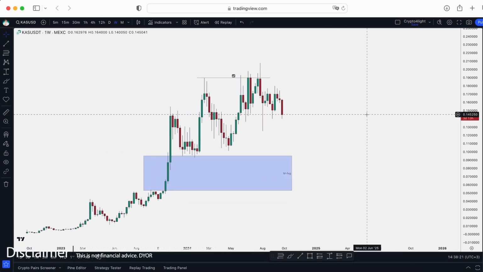Today we'd like to talk about the KASPA USDT trading pair, as my customer maker said. I haven't updated on that token for a long period. Let's dive in.